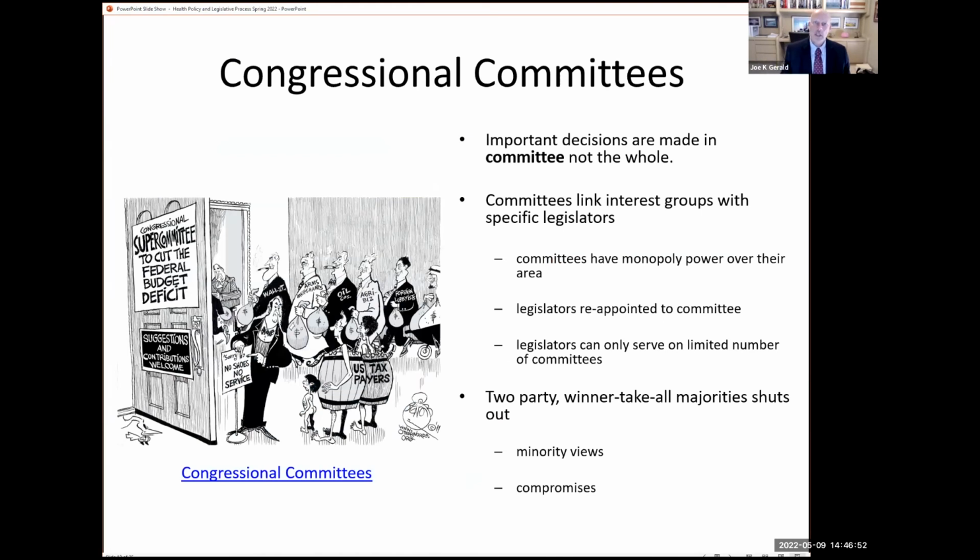And I want to focus a little bit more on congressional committees because they're so important. The way committees are formed in the Senate and the House is that individual members can only serve on a limited number of committees.